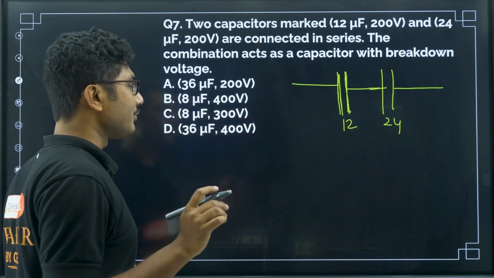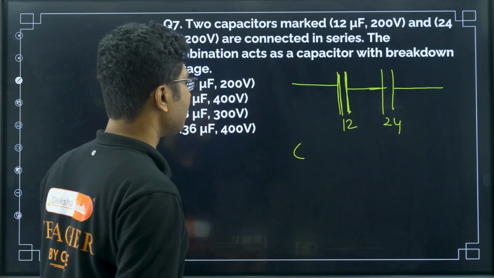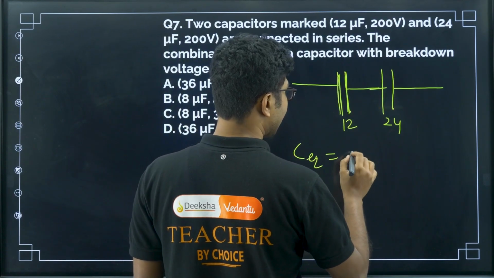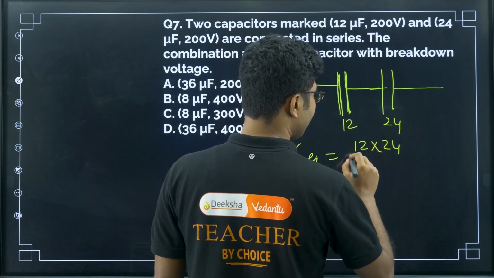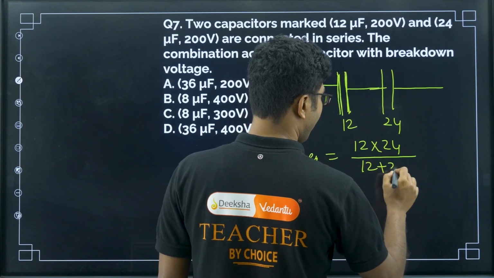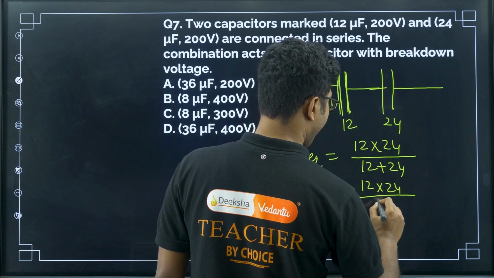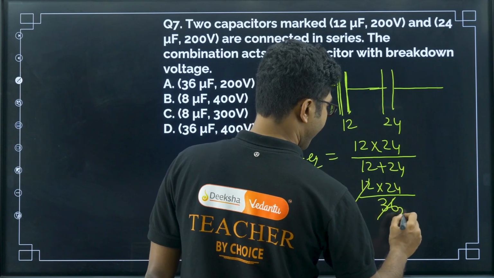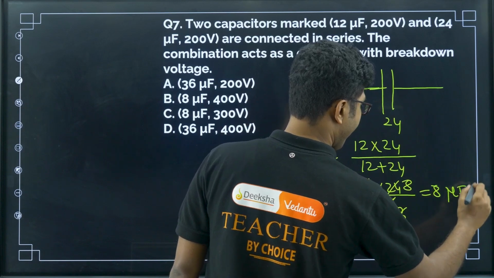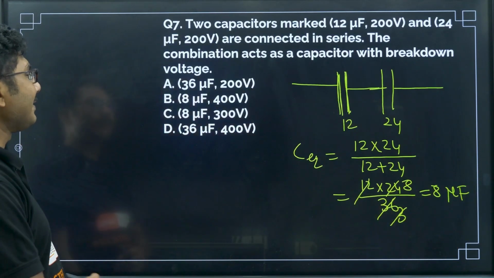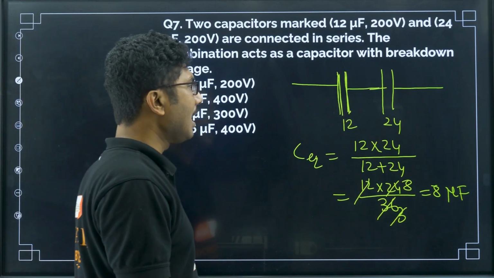Now let's see what is the equivalent capacitance first. To calculate equivalent capacitance, we do not need to consider the breakdown voltage, right? They are in series, only 2 capacitors, so we can simply use this formula. Okay, so 8 microfarad. Now in 8 microfarad there are 2 options. One is 300 volt, one is 400 volt. So we have to calculate the breakdown voltage.